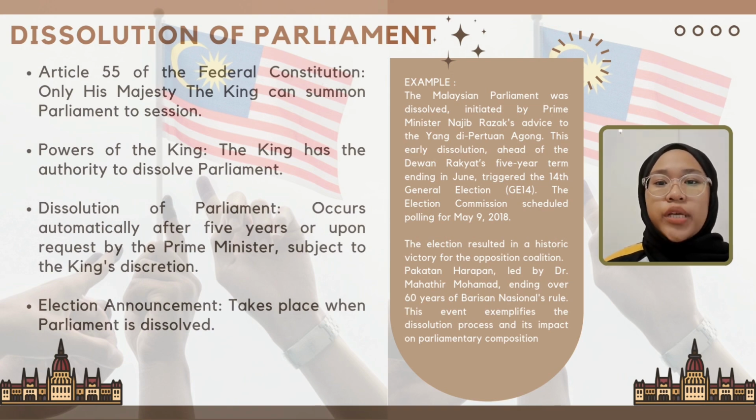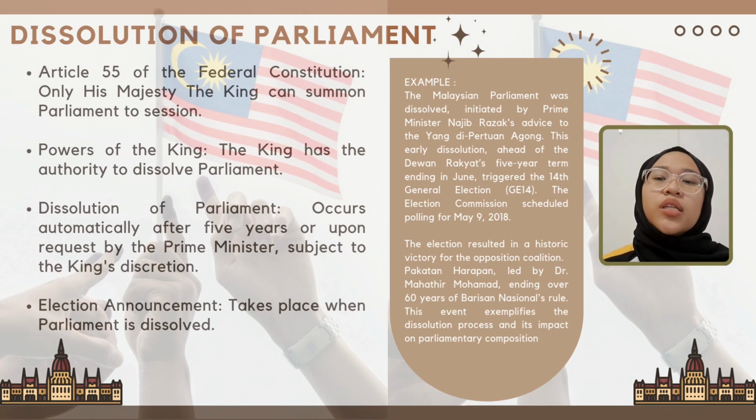This can happen in two ways: the parliament is automatically dissolved after 5 years from the Dewan Rakyat's first meeting, or the Prime Minister can request that the Yang di-Pertuan Agong (YDPA) dissolve the parliament, and then the YDPA may decide to do so. But in most cases, the YDPA must act on the advice of the Prime Minister. The Constitution says that the YDPA may refuse to consent to a request to dissolve a parliament before its 5-year term ends.